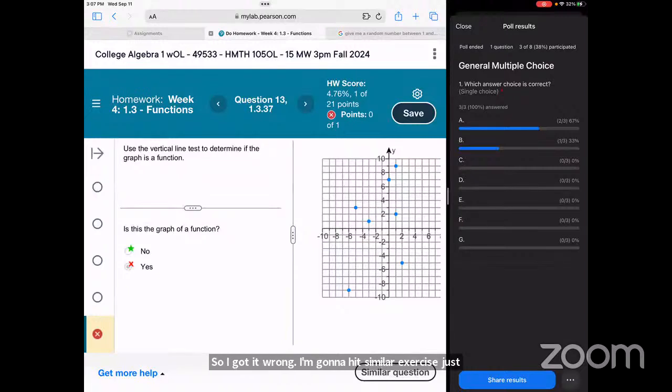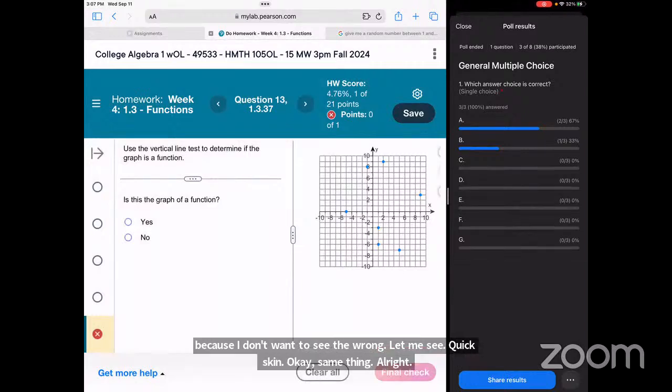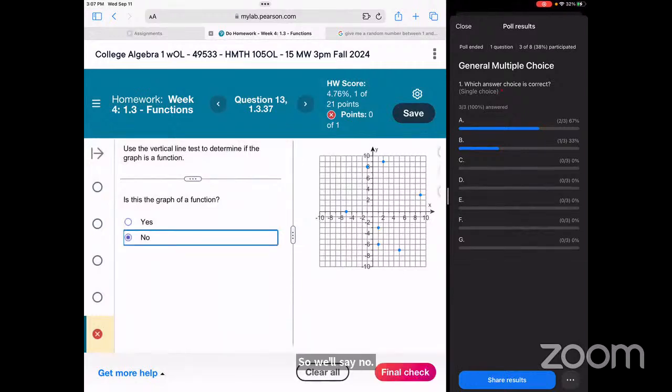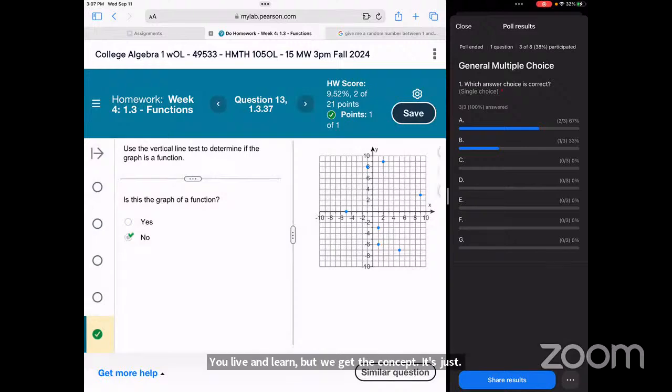Let me see. Quick scan. Okay, same thing, all right? So we'll say no. Yeah. Okay, that's fine. You live and you learn. But we get the concept. It's just trying to see it properly. Generate. Let's go to question 4.